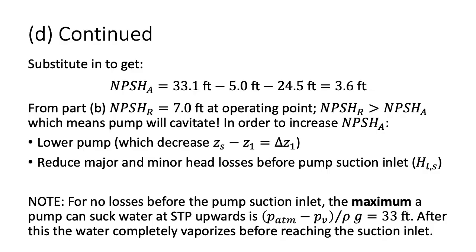Finally, note that the first term indicates that 33 feet is the maximum height that water at standard temperature and pressure, starting at atmospheric pressure, can be sucked upwards before it completely vaporizes at the suction inlet.